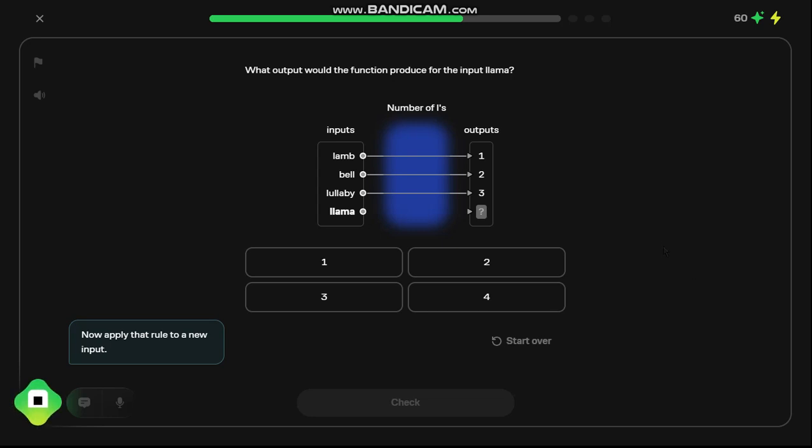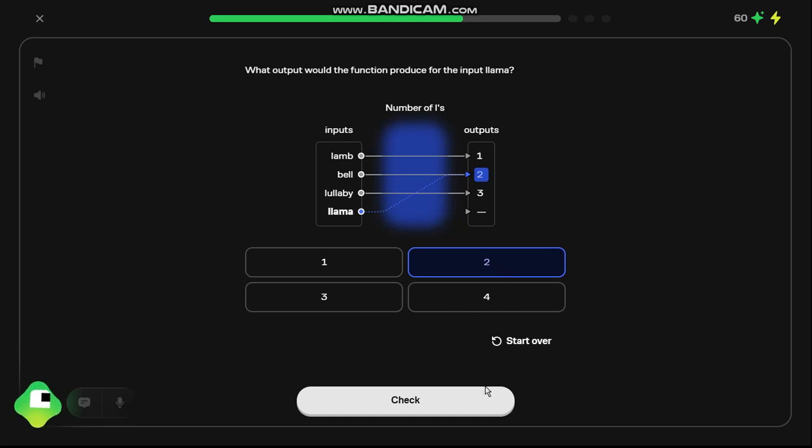Now, apply that rule to a new input. So here I have llama. It has 2 L. So I'm going to click 2. And then I got the correct answer.